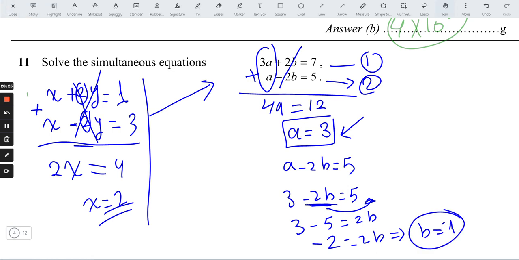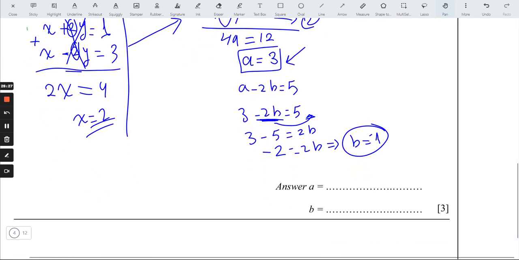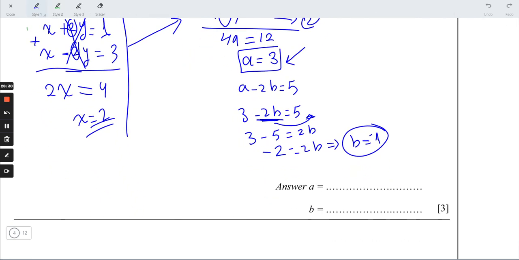So here we solve the simultaneous equation, and you should write your answer in the space provided. The answer for a is 3, the answer for b is minus 1. So these are our answers.